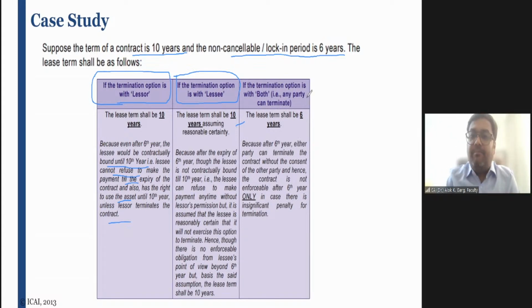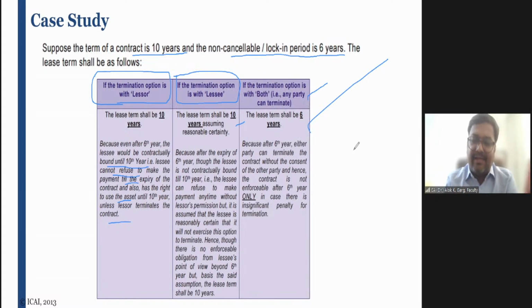But if both the parties have termination rights, then this termination period need not be taken into consideration. Then the lease term will be 6 years only, right? Is that clear? The termination period is clear. If both the parties have a right to terminate, then only the non-cancelable period needs to be taken into consideration. The optional termination period should not be taken into consideration.